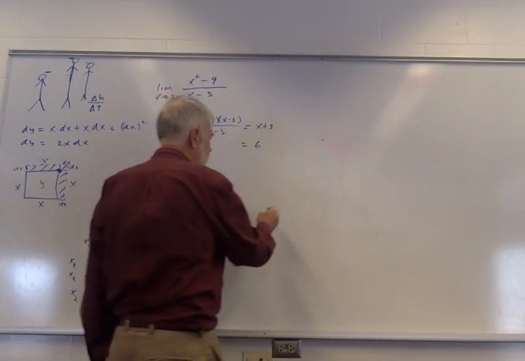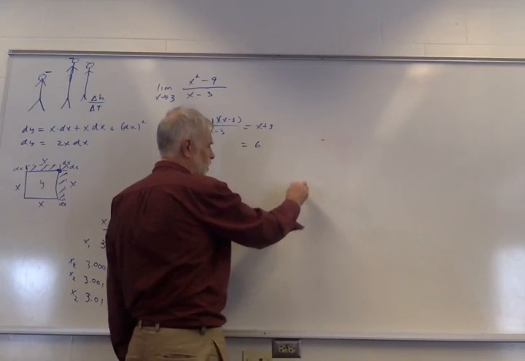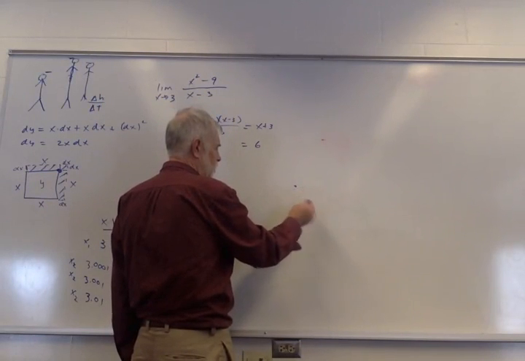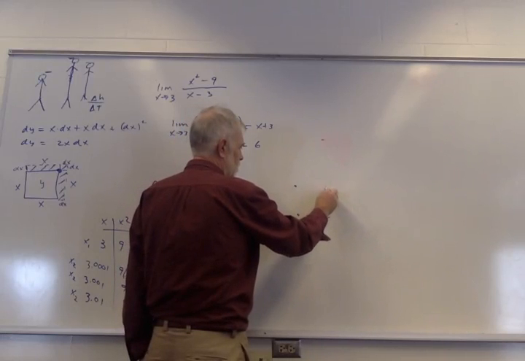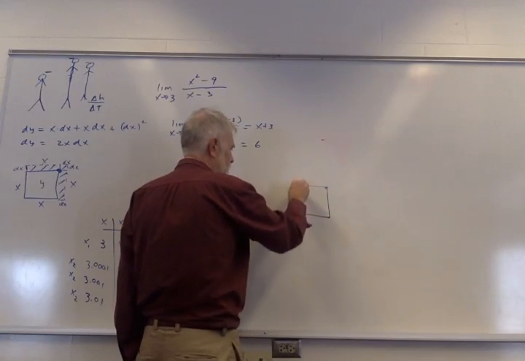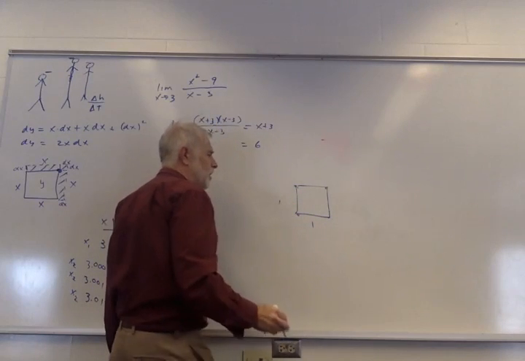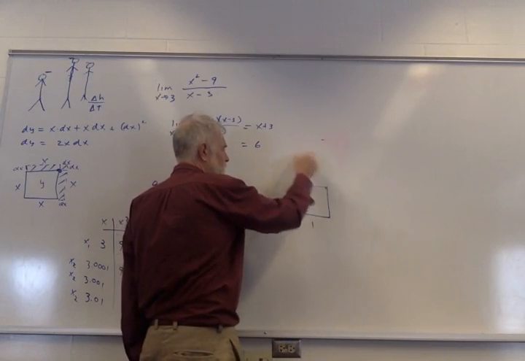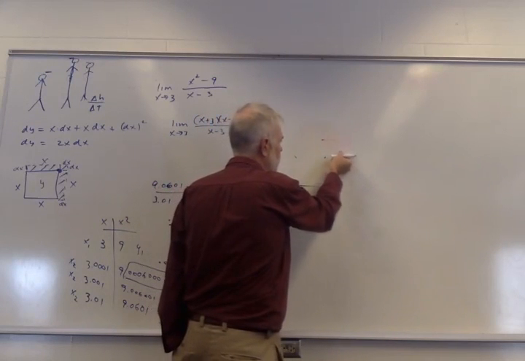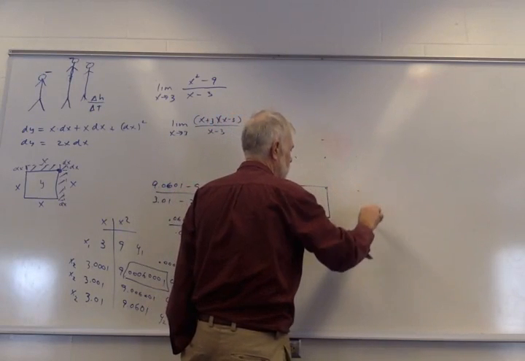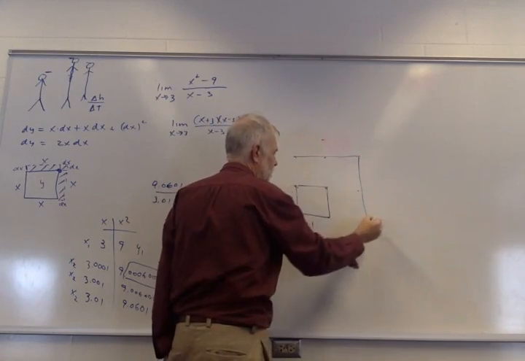All right, so let's use a unit square here. Okay, close enough. That's a pretty good square. All right, and let's think of this as a 1 by 1 square, and let's go to a 2 by 2 square.